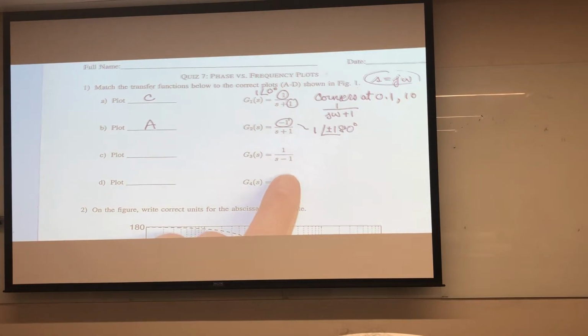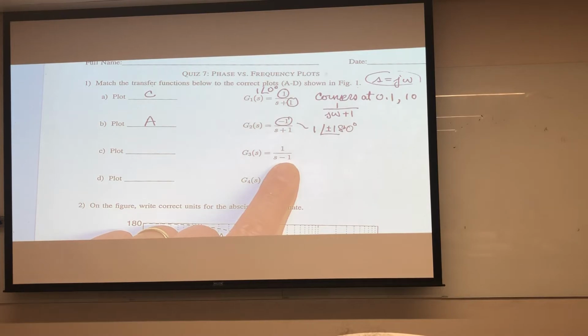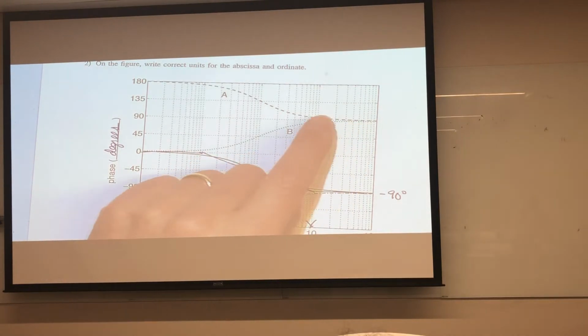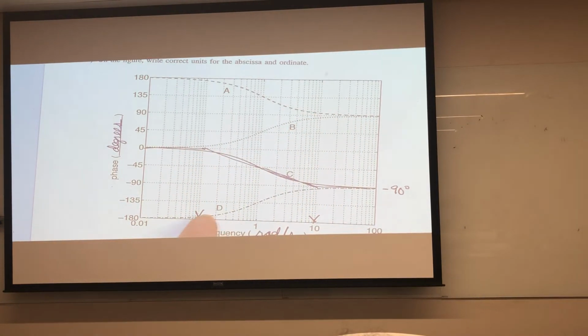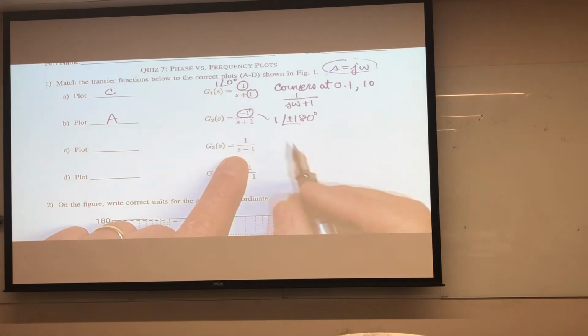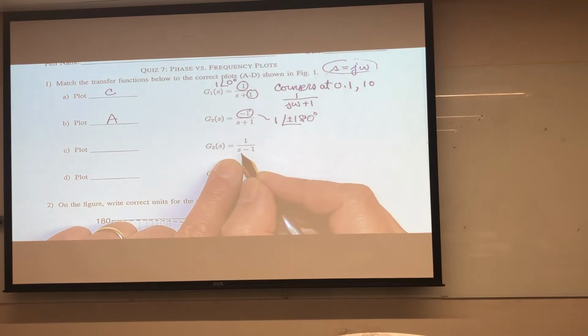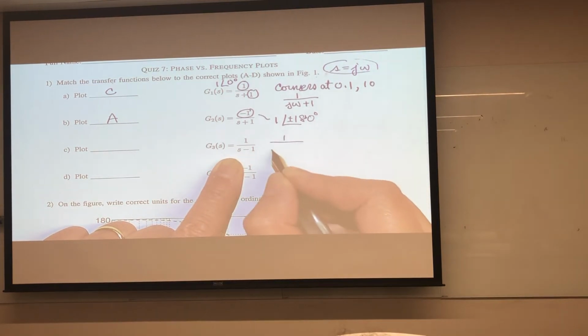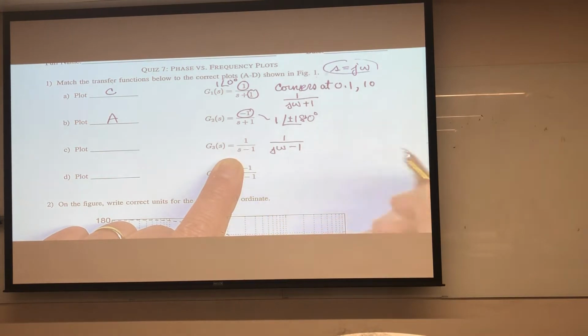Okay, life gets a little bit more complicated here. The rules that I talked about before for sketching kind of go out the window. The general shape, where the corners are, that doesn't change. But the actual phases do change a lot. So remember, what is frequency response? Frequency response means s is equal to j omega. So this is going to be now j omega minus 1.